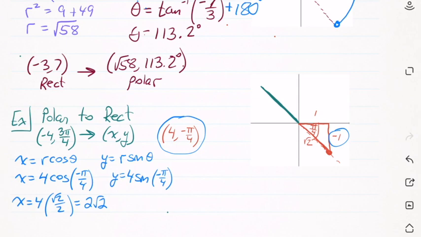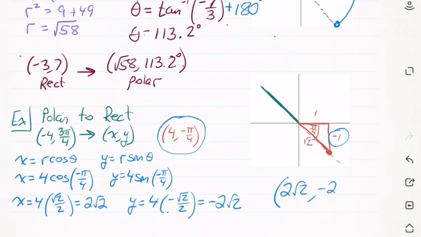So my x-coordinate is positive. And y would equal 4 times the sine of this picture, which would be negative 1 over square root of 2, opposite over hypotenuse, also known as negative square root of 2 over 2. And this answer would be negative 2 square roots of 2. So the coordinate in rectangular form would be 2 square roots of 2, comma, negative 2 square roots of 2. Which puts us in the fourth quadrant.